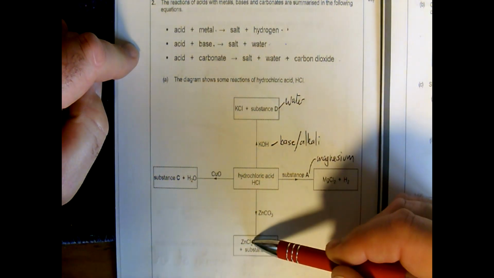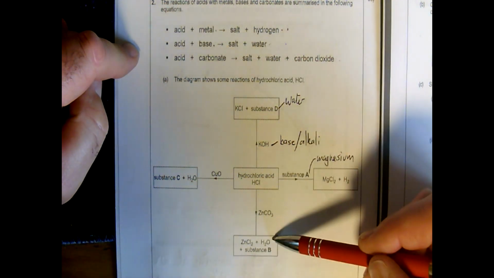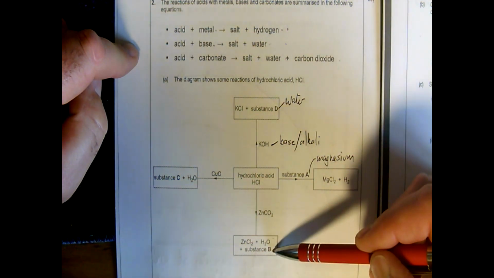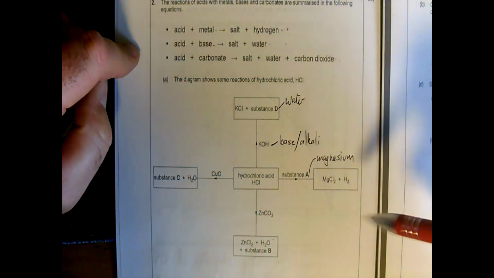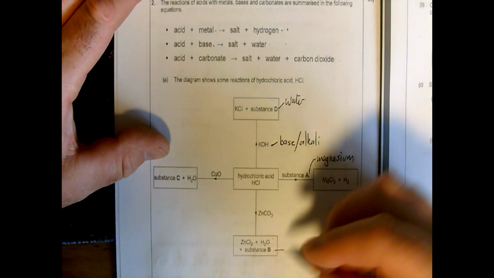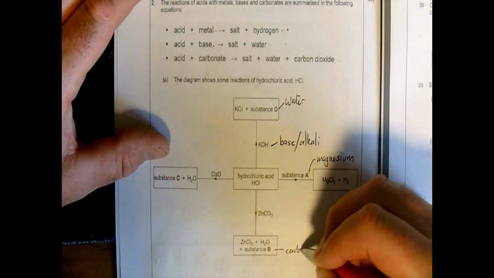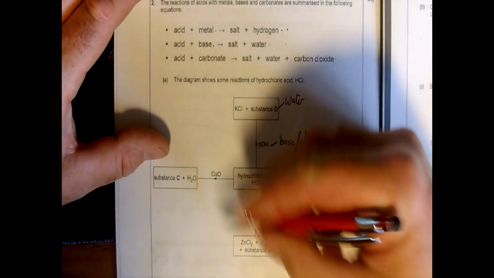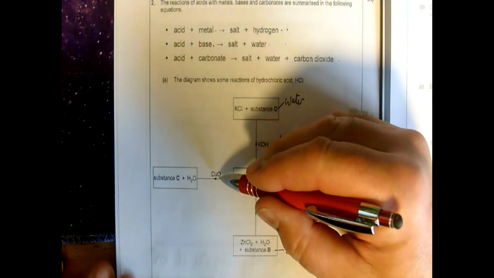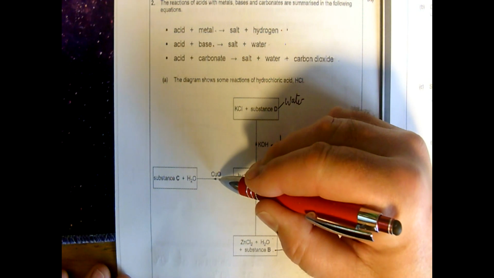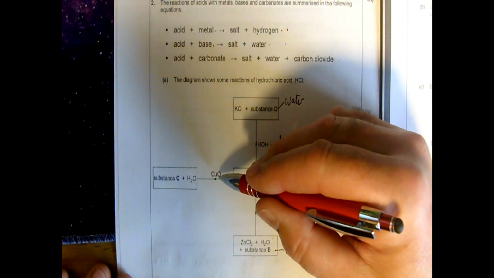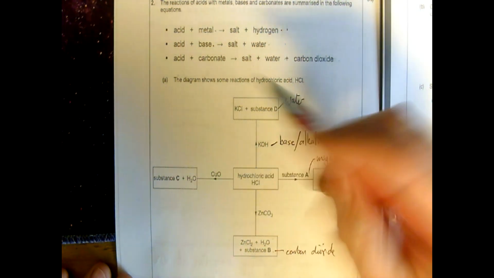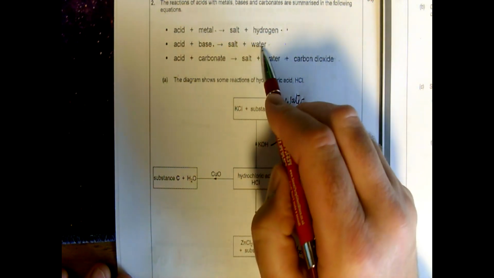Moving round again, we've got hydrochloric acid reacting with zinc carbonate, and so that would fall into a reaction described here, okay, because we've got the acid reacting with a carbonate, so there's the acid, there's the carbonate. We've got salt, which would be zinc chloride, water, which is identified here, and substance B, which must be carbon dioxide. Okay, so substance B is carbon dioxide.